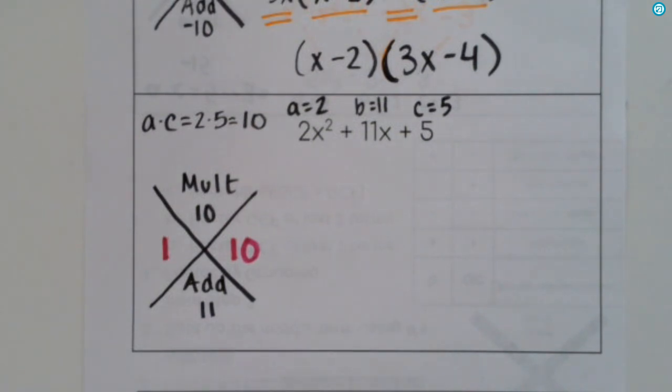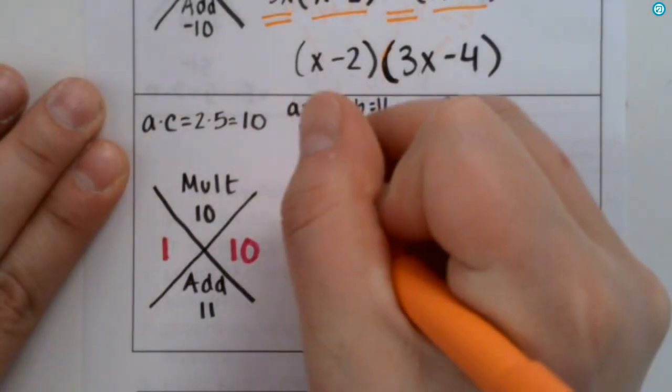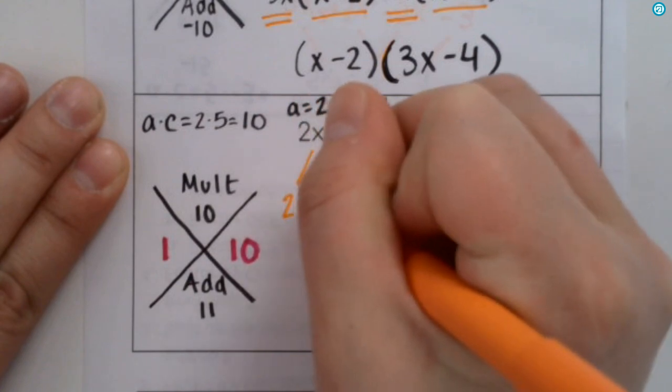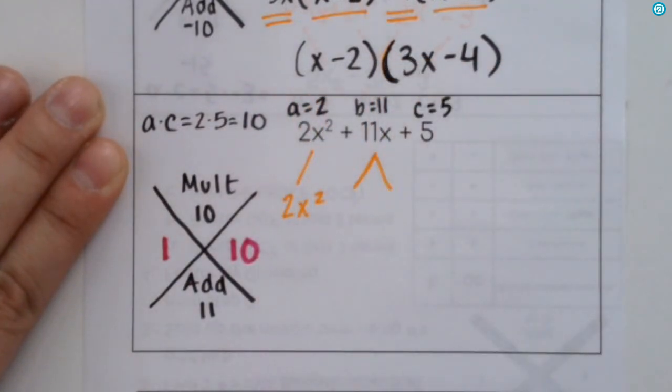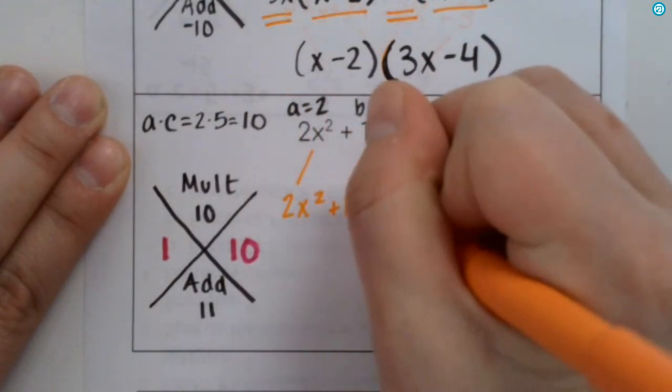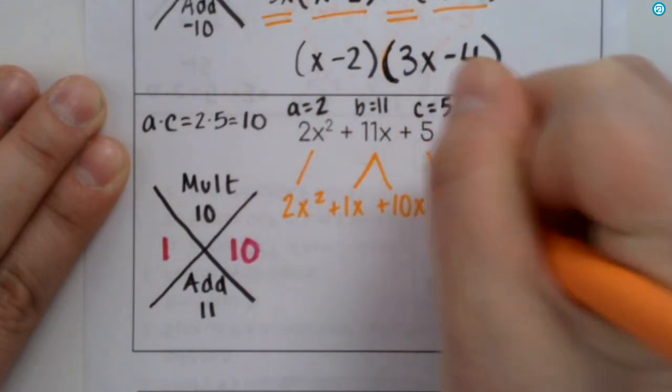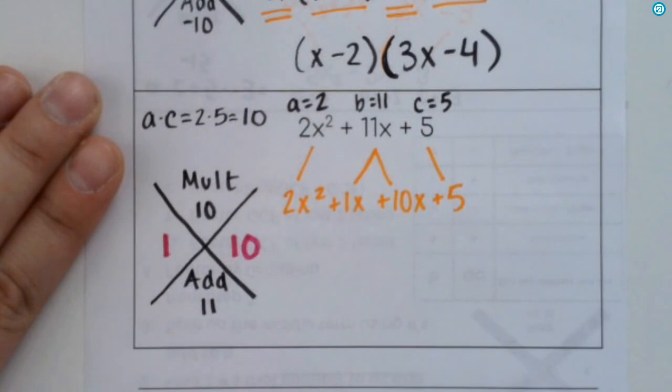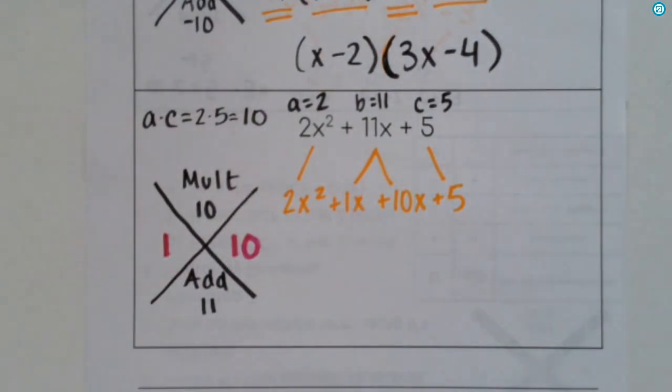Okay. So, 2x squared stays by itself. My 11x is going to split up. Instead of 11x, it's now plus 1x plus 10x. And then I have 5. So what we are doing is intentionally uncombining like terms to make factoring possible on these.